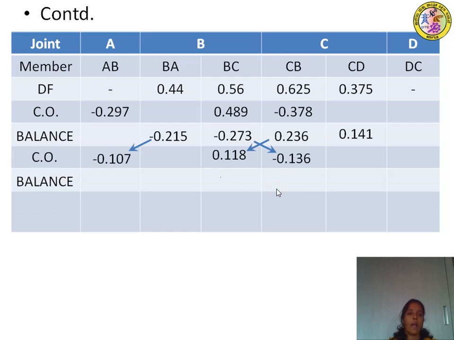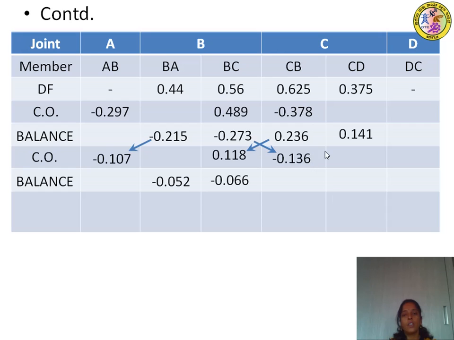Next is balancing. Joint B is imbalanced by 0.118. Therefore, the balancing moment will be minus 0.118. So, minus 0.118 into 0.44 will be equal to minus 0.052. Next, minus 0.118 into 0.56 will be equal to minus 0.066. Next, joint C is imbalanced by minus 0.136. Therefore, the balancing moment will be plus 0.136.